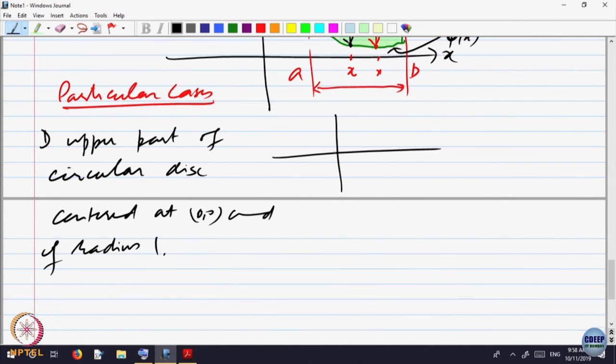So, what does this look like? This looks like radius is 1. So, minus 1 to plus 1, this is 1. So, it is this part of the very bad circle, but it is okay. So, this is the domain we are looking at.